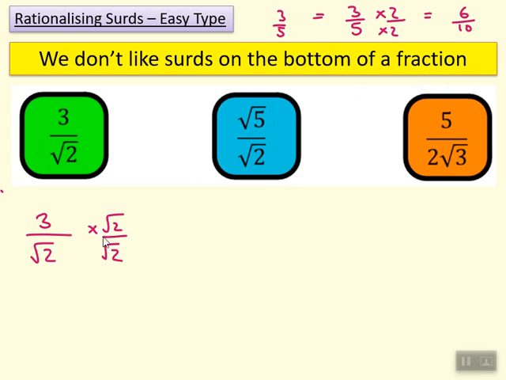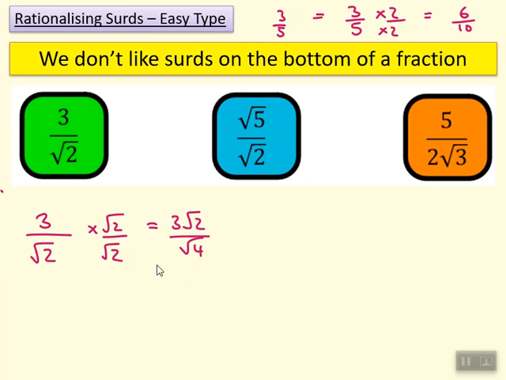So that's what we're doing here. We're multiplying top and bottom by root 2. The way I've written it is multiplying by root 2 over root 2. Remember, when you multiply fractions, you multiply tops with tops, bottoms with bottoms. But effectively, we're multiplying by 1, because the thing I've written here is just 1. If we multiply the tops, we get 3 root 2. And on the bottom, we get root 2 times root 2, which is root 4.